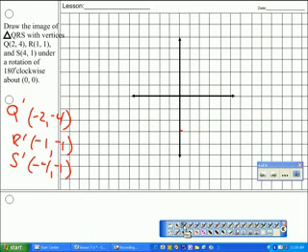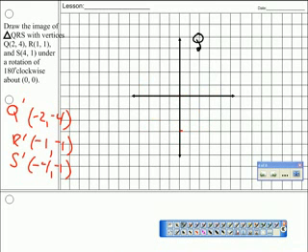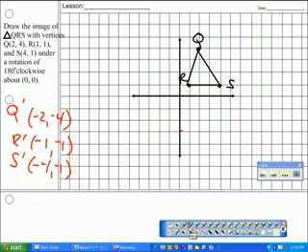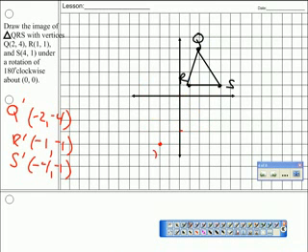Alright, my original Q is at 2, 4. R is at 1, 1. And S is at 4, 1. Q prime is at -2, -4. R prime is at -1, -1. And S prime is at -4, -1.